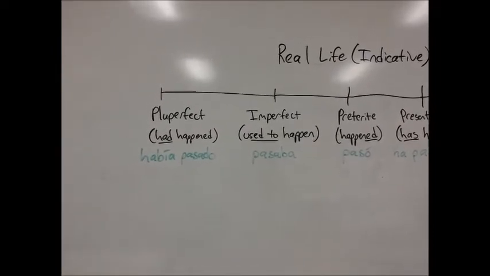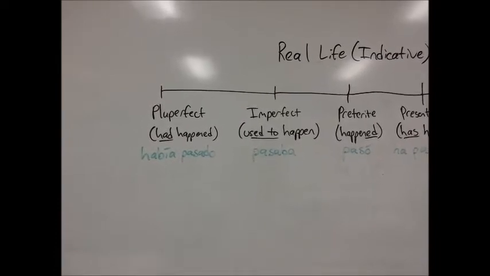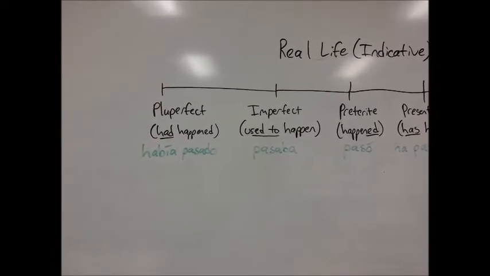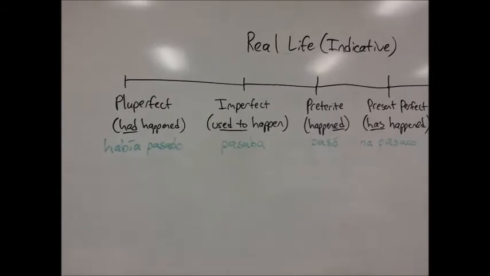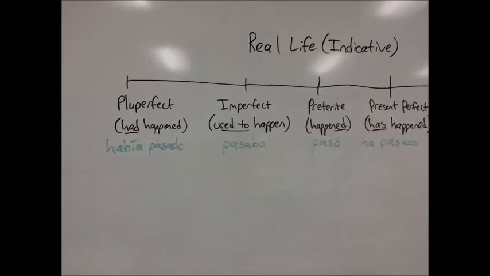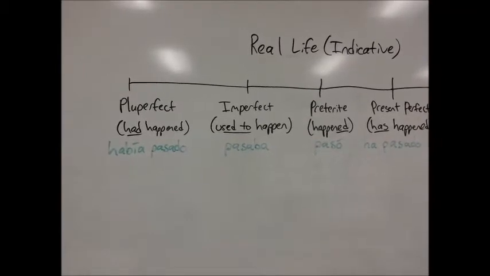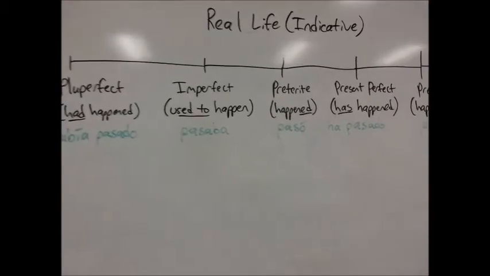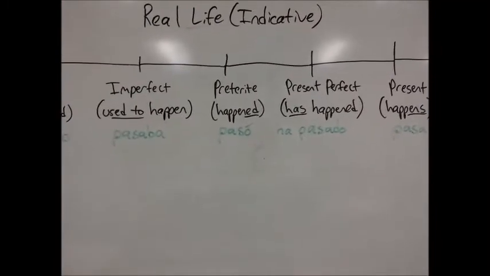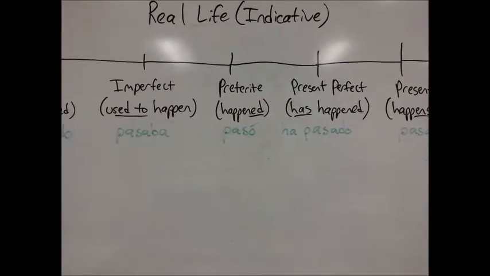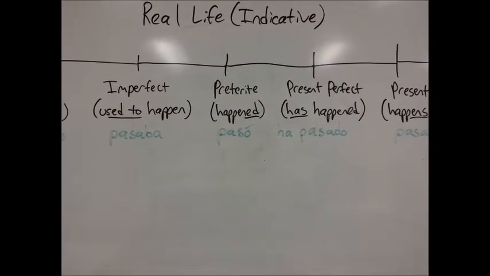In Spanish, it's the verb haber conjugated in the imperfect tense with the past participle, like había pasado. Next we have the imperfect, which is used to express something that used to happen or was happening. For example, pasaba. Then we have the preterite. The preterite expresses things that happened, like pasó.